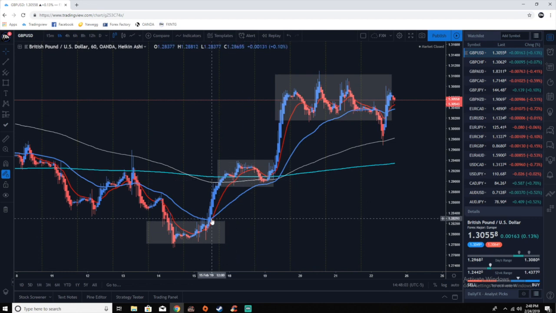So a 13 and 50 cross of the EMAs usually will give you level 1, and then a 50 EMA and 200 EMA cross, which is the white line here and the blue line here, will give you level 2.